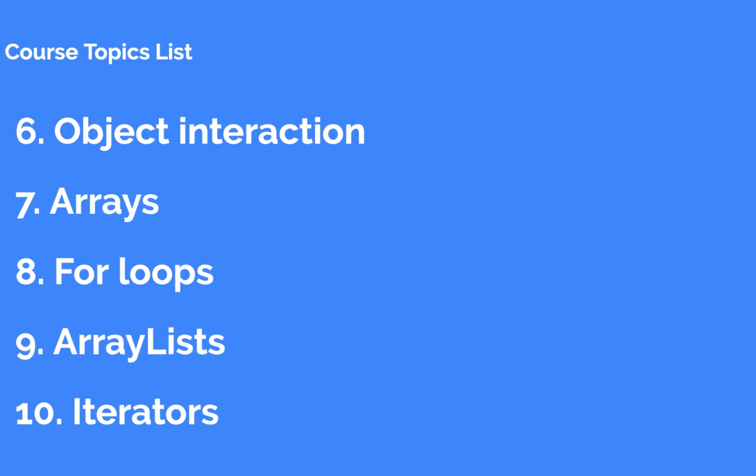Then in section 9, we're going to be covering array lists. Array lists is another way to collect data. We're going to be talking about array lists and looking at more examples, as well as looking at the differences between array lists and arrays. Then in section 10, we're going to be looking at the iterator interface and use iterators to perform automated tasks in Java. So all of these 10 topics are the crucial fundamentals that every beginner in Java must know.